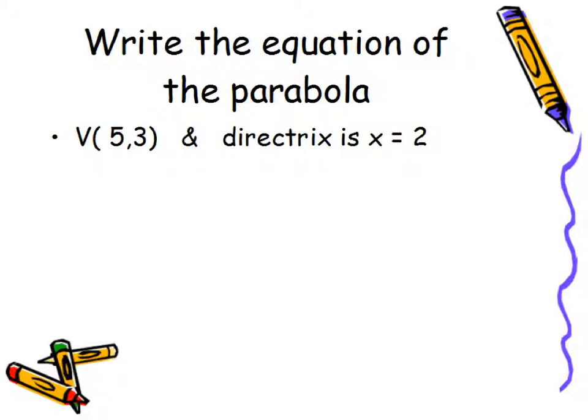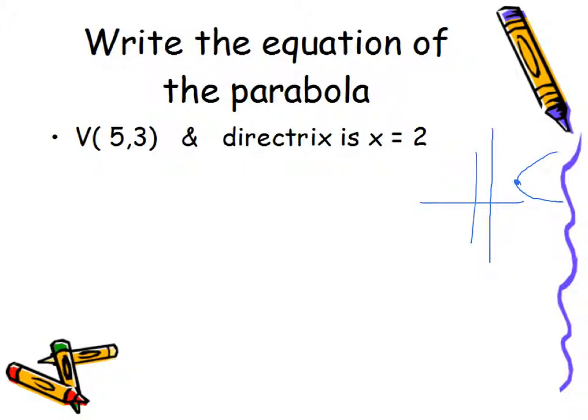Now, I typically like to sketch a picture of what's going on here just because that way I can kind of see how this is all oriented. So when I look at a graph, my vertex is over 5, up 3, somewhere like right there. This directrix is going to tell me how this parabola opens. The directrix is x equals 2. So it's a vertical line at 2. So it's somewhere like right here. Okay, so if that's my directrix, my parabola is going to have to open like this then. Okay, so it's a sideways parabola.